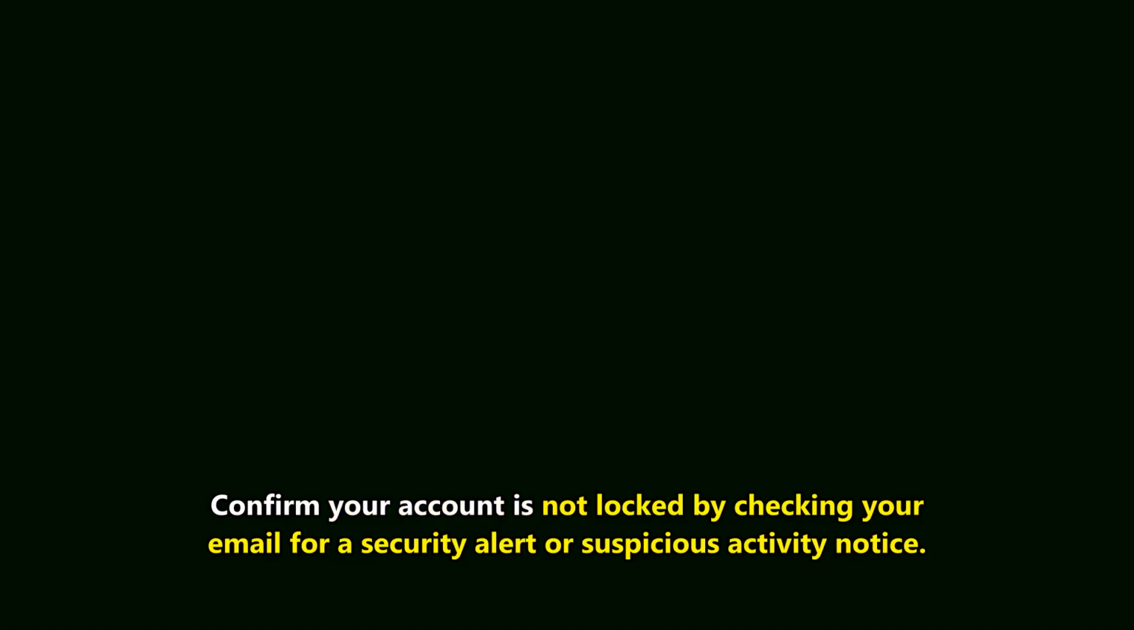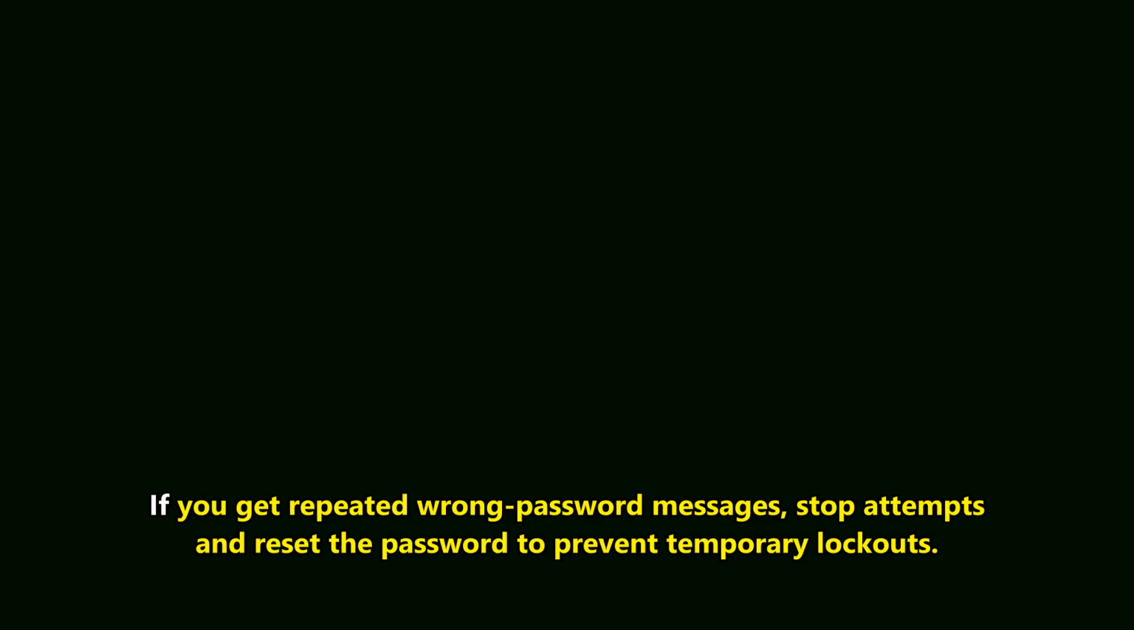Confirm your account is not locked by checking your email for a security alert or suspicious activity notice. If you see a "Something went wrong" error, wait a few minutes and try again to avoid rate limit blocks. If you get repeated wrong password messages, stop attempts and reset the password to prevent temporary lockouts.